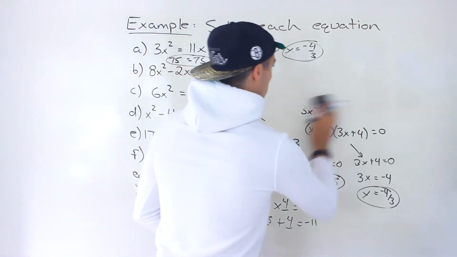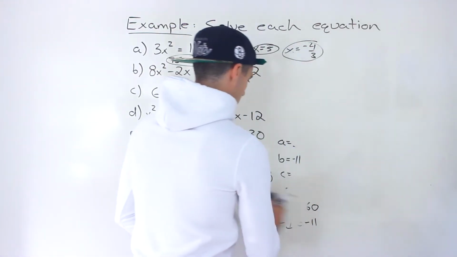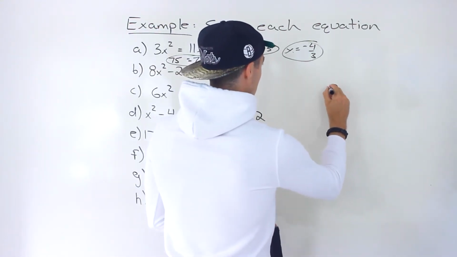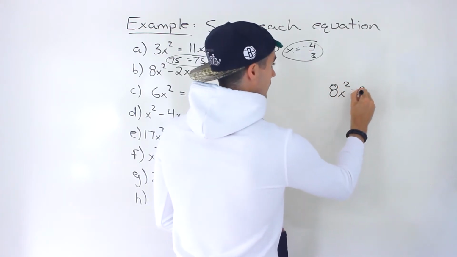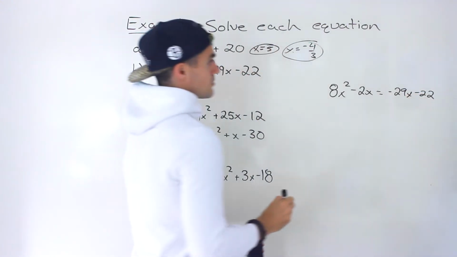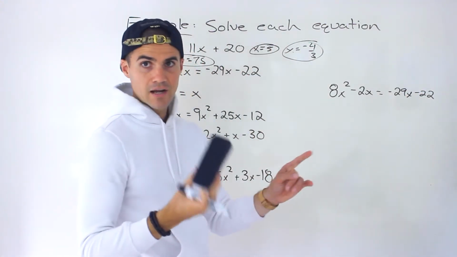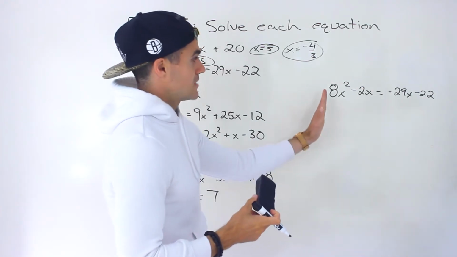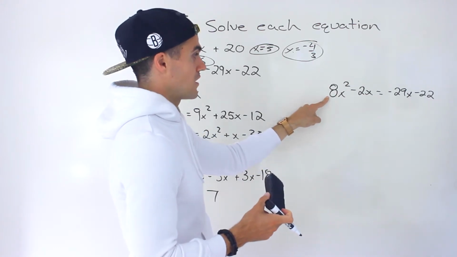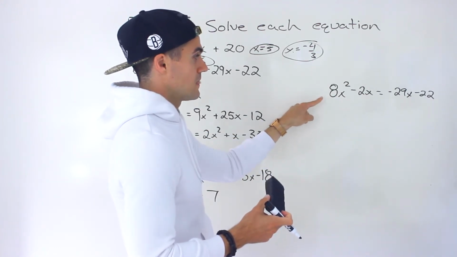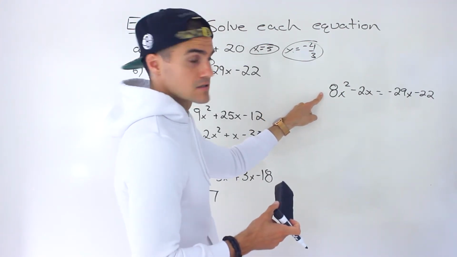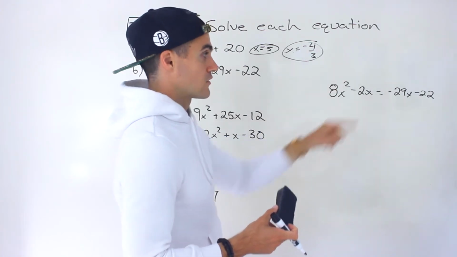Moving on to part B, we end up with 8x squared. So let's actually, you know what, let me just write it all out. So let's bring everything over to the left side. Usually the side that I bring everything over to is the side that's going to make the leading coefficient positive. So notice that there's no other x squared term, and we have a positive 8x squared, so it's already positive here. But let's say this was a negative 8x squared, then I would bring everything over to the right side.